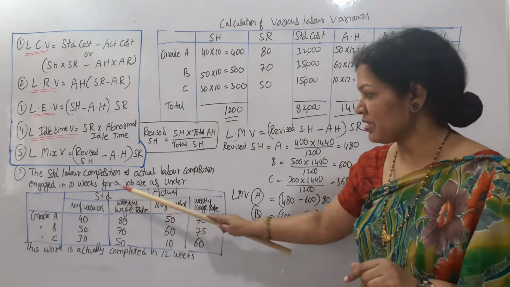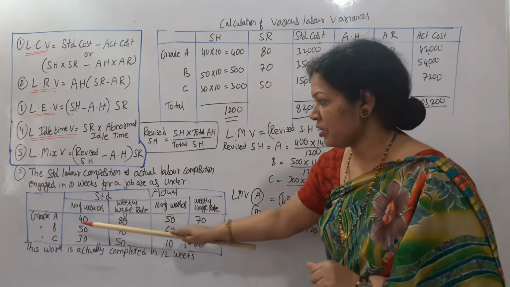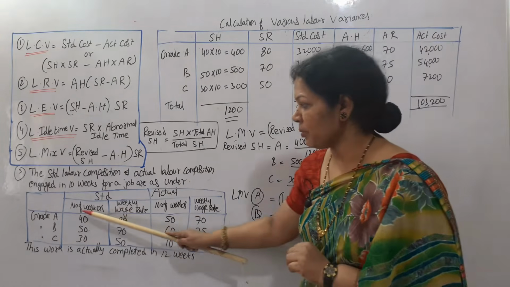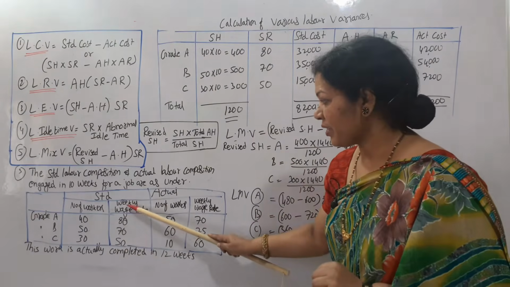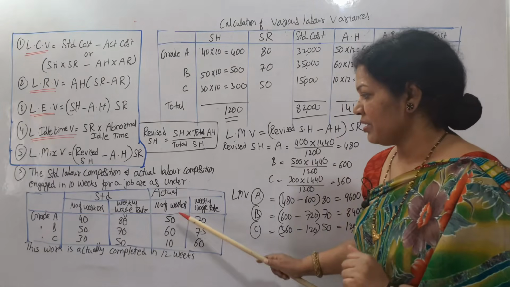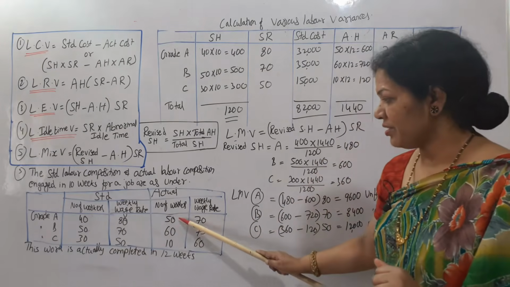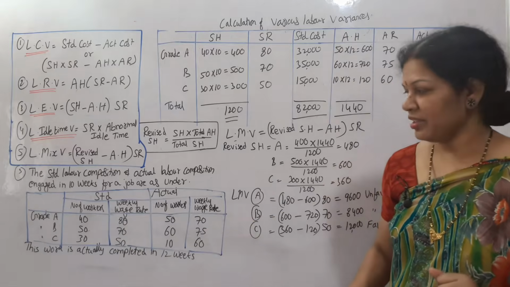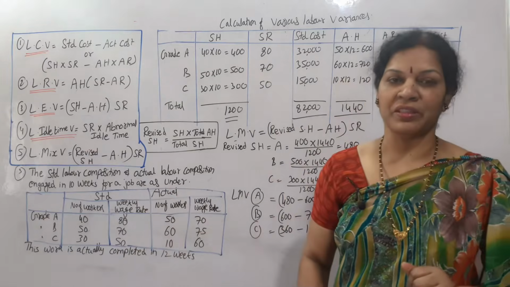So here what is given? Standard and actual, for grades A, B, C. Three grades are there, with three grades of related information. The number of workers is given, and the weekly wage rate 80, 70, 50. The number of actual workers and standard workers is 50, 60, 10, and the weekly wage rate is 70, 75, 60. And downside they are saying this work is actually completed in 12 weeks.